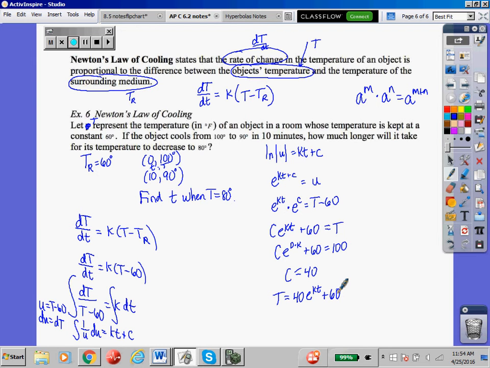All right, so I plugged in 0, 100. That helped me find c. Now I still don't know k, but I have another point. So let's use the 10, 90. So this will be 90 equals 40e to the 10k plus 60. This is also a problem where we're going to want to use the store feature that we did before. Remember how we did the store feature?